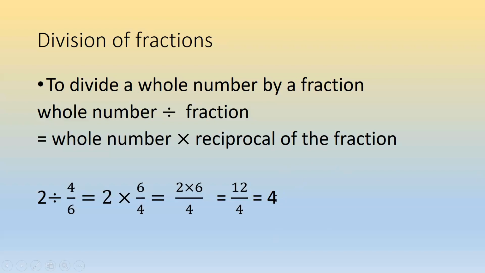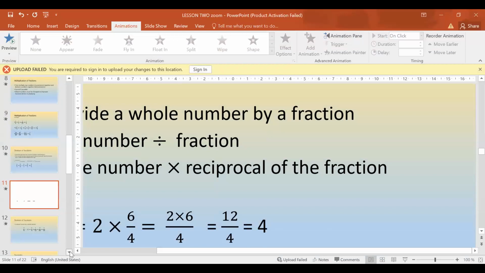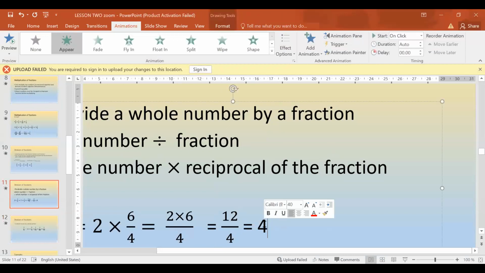Please, are you with me? So 4 can go into 12 how many times? 3. Please, are you with me? So 4 can go into 12 three times. So this is the same as 3 over 1, which is the same as 3. Yes. Okay. All right.